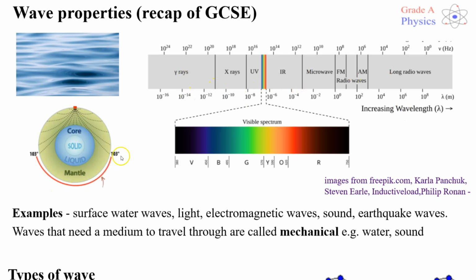Earthquake waves as well, certain types of earthquake waves we will consider. And most waves, although not all waves, will need a medium to travel through. These are called mechanical waves. So water waves, earthquake waves, sound waves need some substance to travel through. However, light waves and all waves in the electromagnetic spectrum are not mechanical. They do not need a medium to travel through.